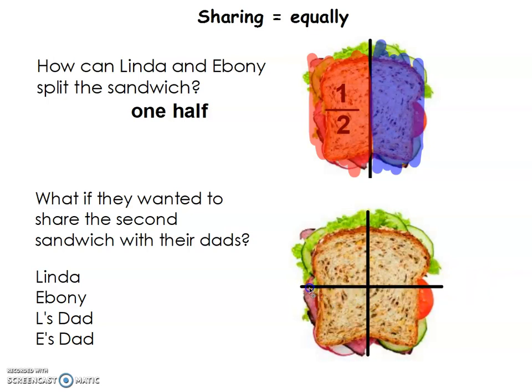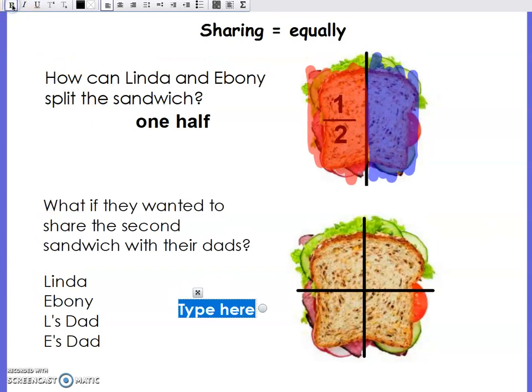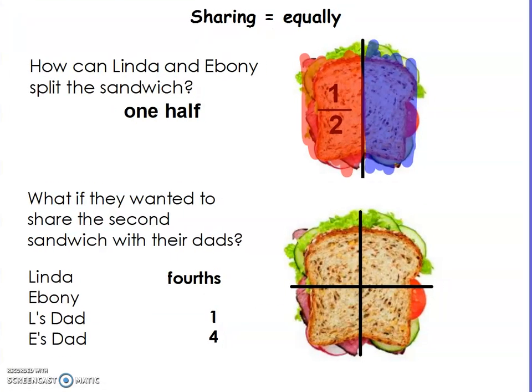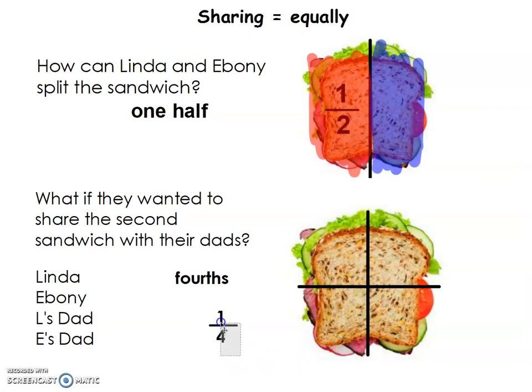So I'm going to come over here and we're going to split it one more time. Okay, so we have 1, 2, 3, 4 equal parts. And I'm going to go ahead and show you that we're splitting it into fourths. Okay, and that means that we have 1 over 4, and then I need to get my little line here to show us 1/4. So each person is going to get 1/4 of that sandwich.